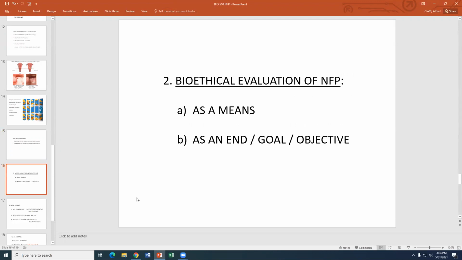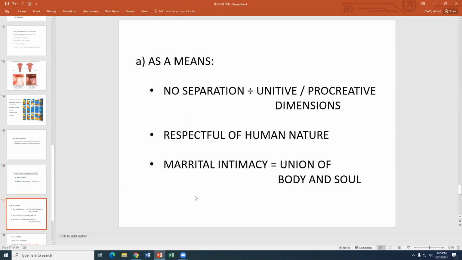If we look at the bioethical evaluation as such, we see it as a means and as an end, right? So as a means, there's no separation between the unitive and the procreative dimensions.